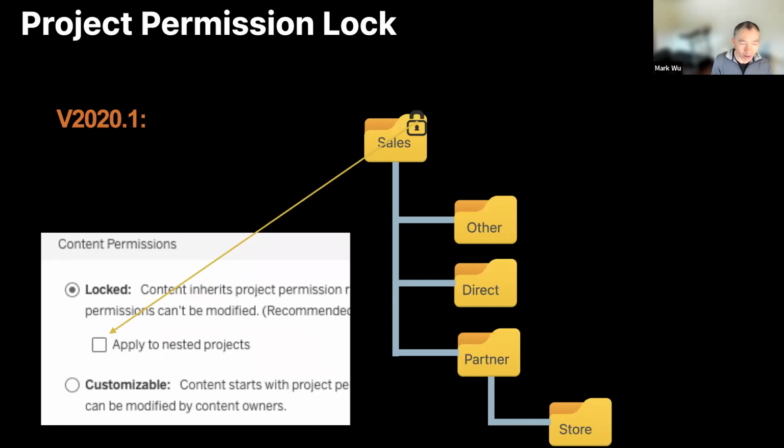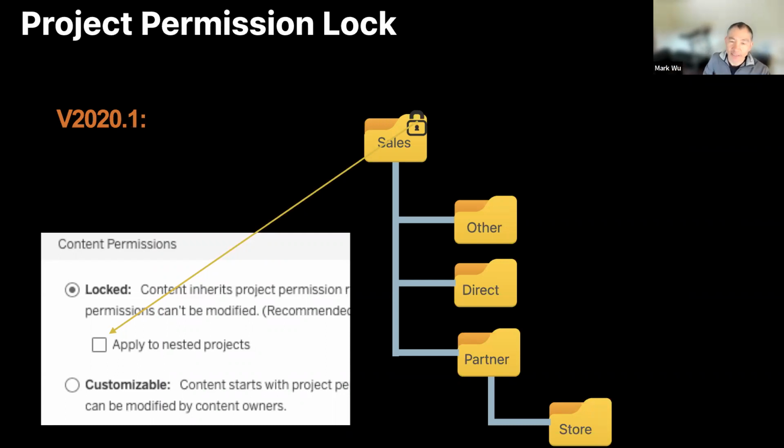When you click lock project permission, again, only the project admins or owners can do this. You have the option to apply the locking to the nested projects or not. When you say apply, it means, let's say I'm locking a sales project, the same permission will apply to all the others. If I select apply to nested, it applies to all the others, directors, partners, stores, all levels down, completely locked, if I choose so.